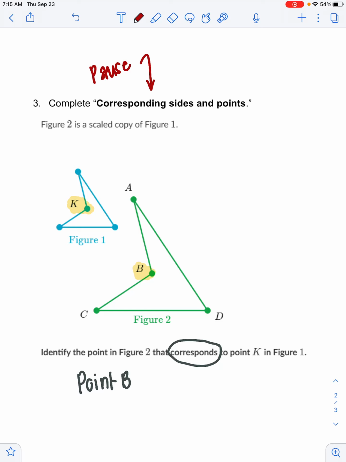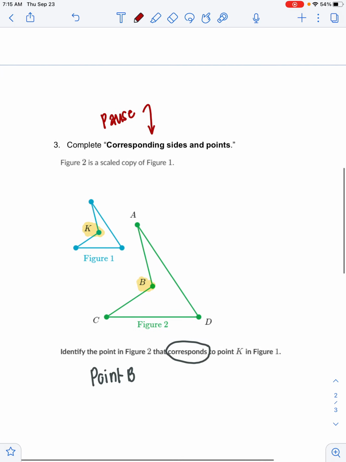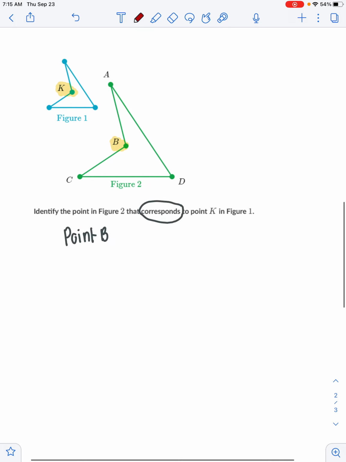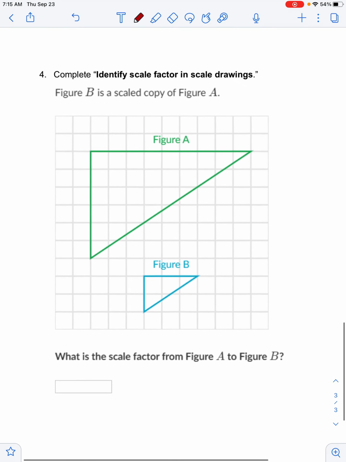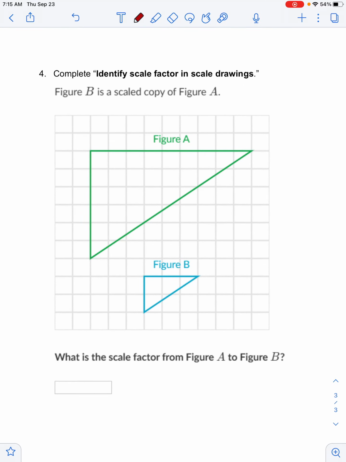Okay, so at this point you should have paused the video and completed corresponding sides and points in Khan Academy. The next assignment in Khan Academy is called Identify Scale Factor in Scale Drawings. Let's do another example. Figure B is a scale copy of figure A. We have figure A and we have figure B. What is the scale factor from figure A to figure B? Well, let's take a look.